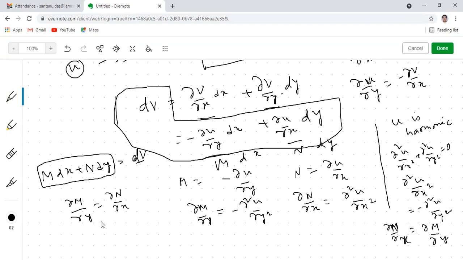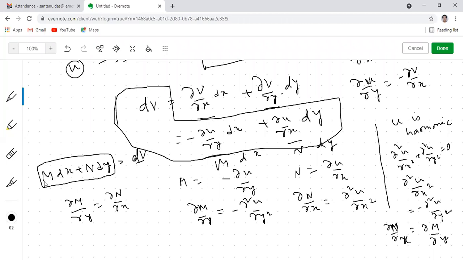So how to solve an exact differential equation? Can anyone tell me how to solve this exact differential equation, M dx plus N dy equals 0? Here M and N both are functions of x and y. You will integrate it. There are actually two methods. First of all, you can integrate M with respect to x by keeping y constant.